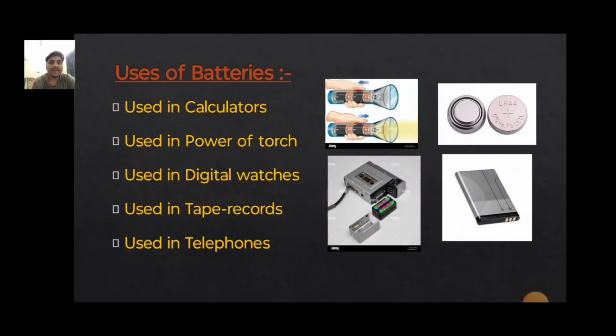Uses of batteries. Batteries are used in calculators, in torches, in digital watches, in tape recorders, and in telephones.